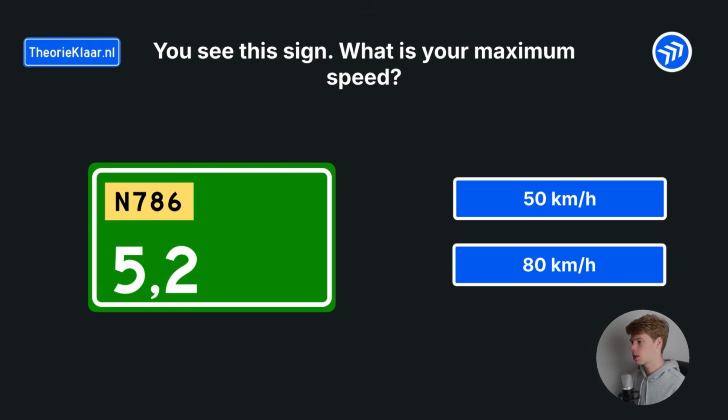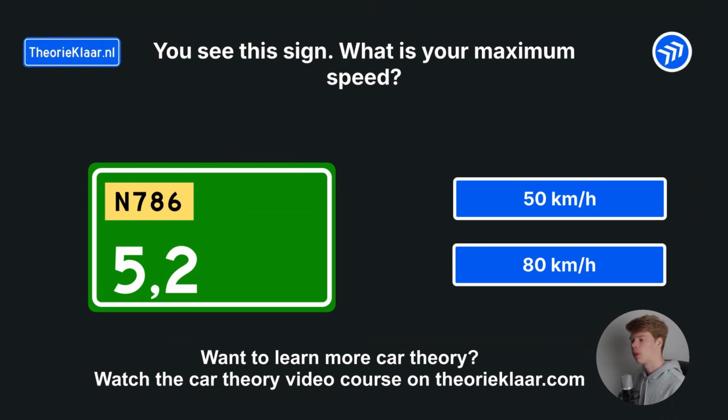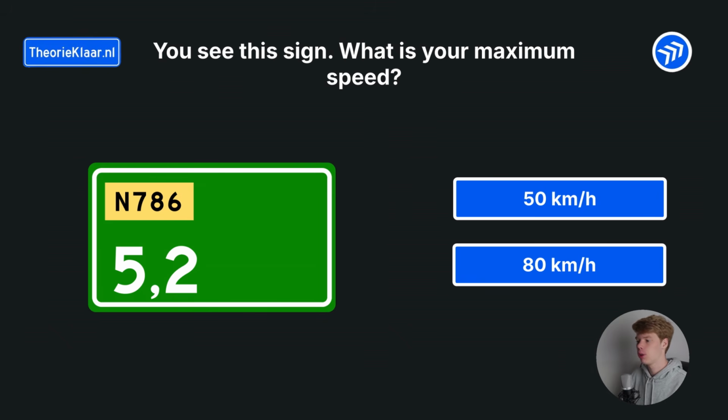You see this sign. What is your maximum speed? Is that 50 kilometers per hour or 80 kilometers per hour? Well, if you take a look at the sign, you see the letter N from National Road.